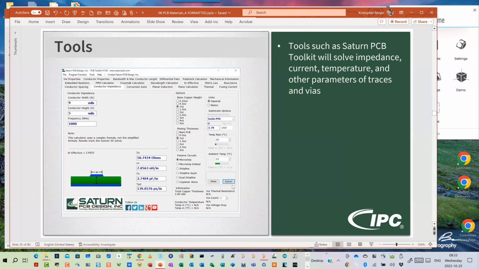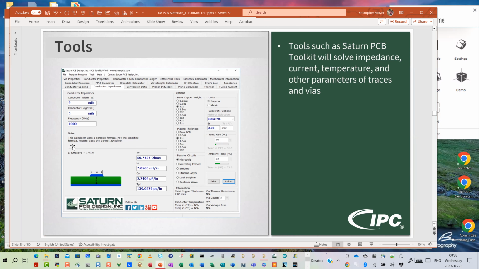Tools such as the Saturn PCB Toolkit, that's another tool out there. I have a link to that on our Edge page. As we've seen, that's a free tool from Saturn PCB Design. And again, they give away their tool for free. It's a nice tool, but it does have some drawbacks and caveats right here.